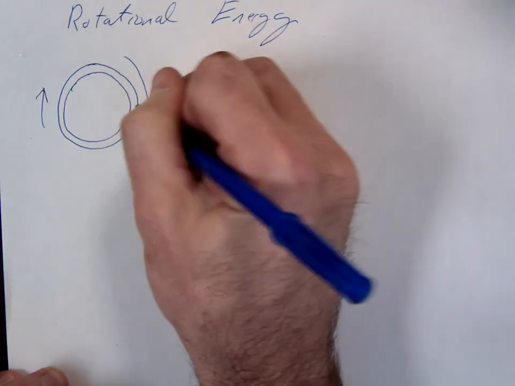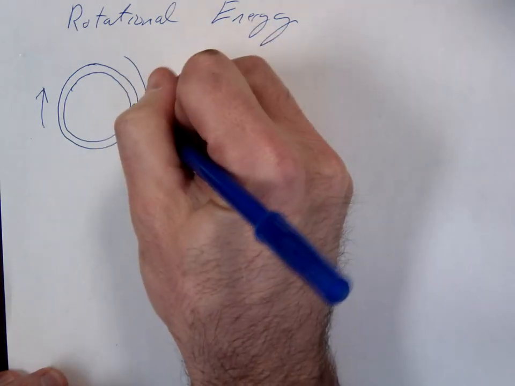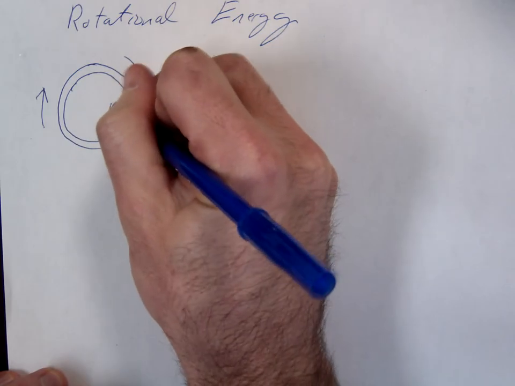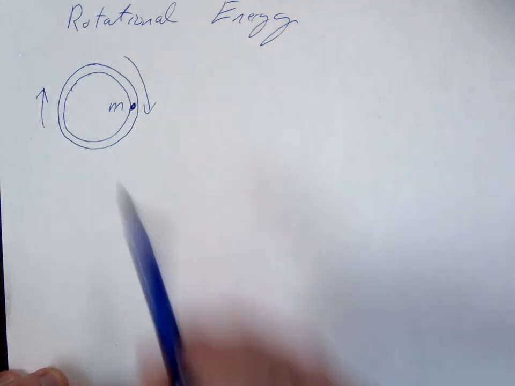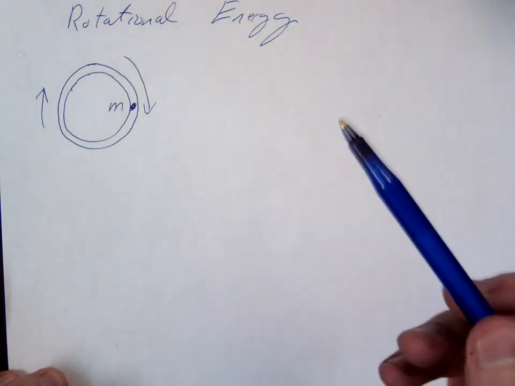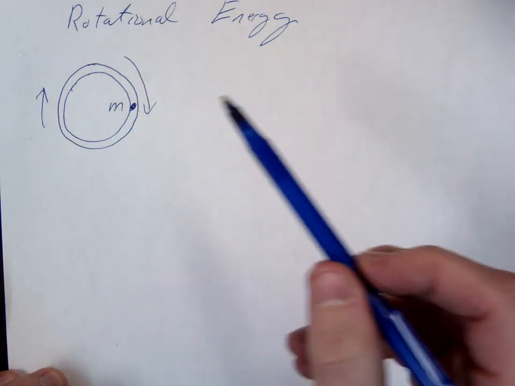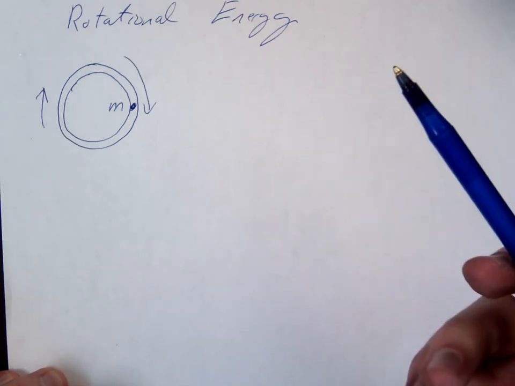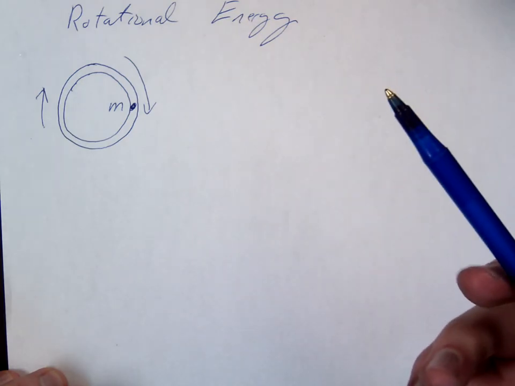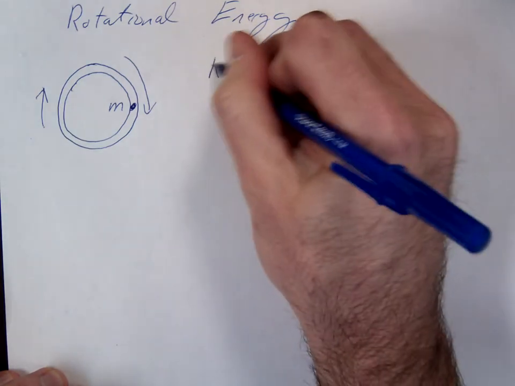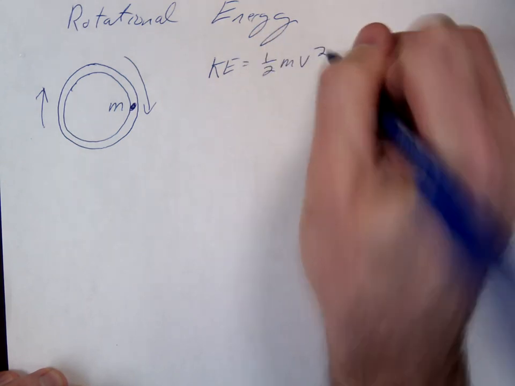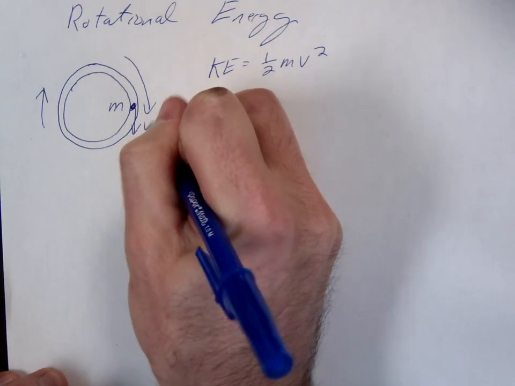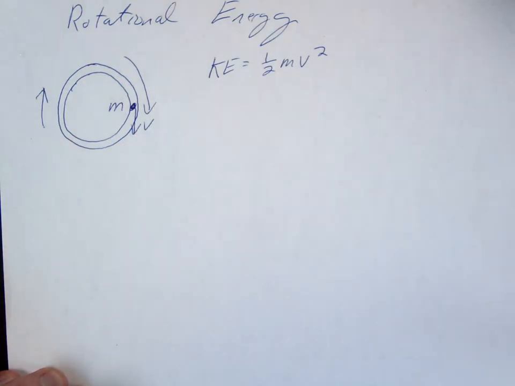So what if we were to look, say, at just a single point right here, a single point mass on the ring, and I asked you, well, what's the kinetic energy of that little mass? How would you find it? KE equals 1/2 mv squared, right? Because this has a linear velocity as well at that point. We could just say, well, KE is equal to 1/2 mv squared.